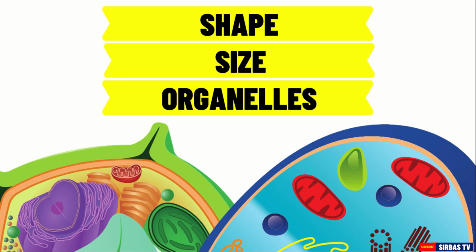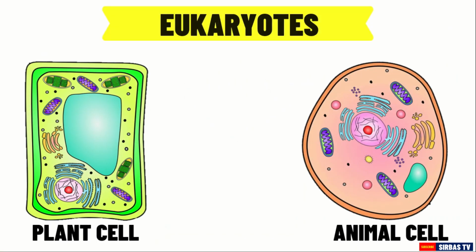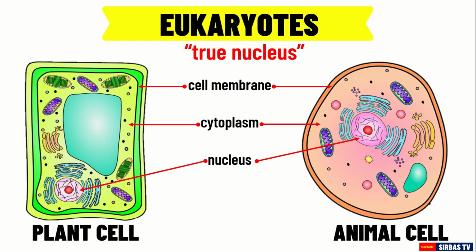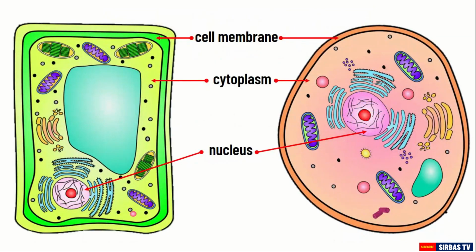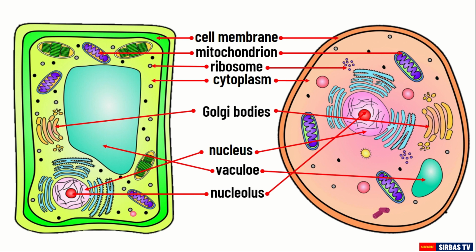But before we discuss their differences, let us first talk about their similarities. Both plant cells and animal cells are eukaryotic. This means that plants and animals are multicellular, and they possess a true nucleus, a membrane-bound nucleus. The basic structures of eukaryotic cells are cell membrane, cytoplasm, and nucleus. Both plant cell and animal cell contain the following organelles: mitochondrion, ribosome, Golgi bodies, nucleolus, vacuole, lysosome, and endoplasmic reticulum.